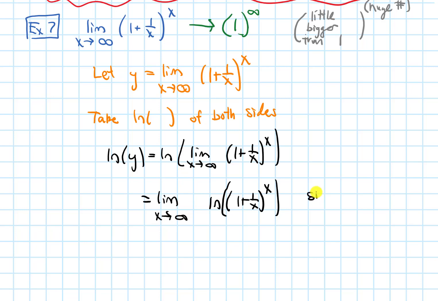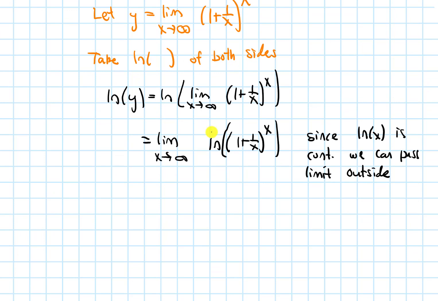And I can do this since the ln function, ln of x, is continuous. Because that's continuous, we can pass the limit outside. That was one of our theorems about continuous functions, and when we had limits, if I have a continuous function, I can move a limit either inside or outside of it like this. Okay, now the ln is right next to this thing with a power, so now I can use my log properties. So the limit as x goes to infinity. Now I can bring the x in front of the ln. So x times ln of 1 plus 1 over x.